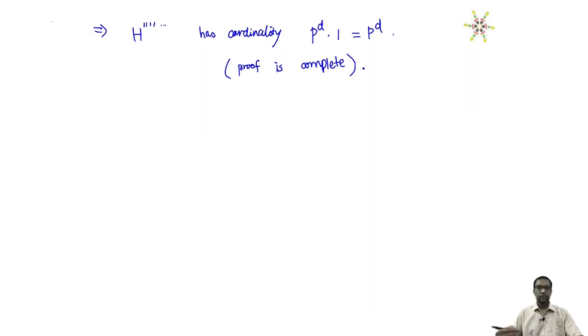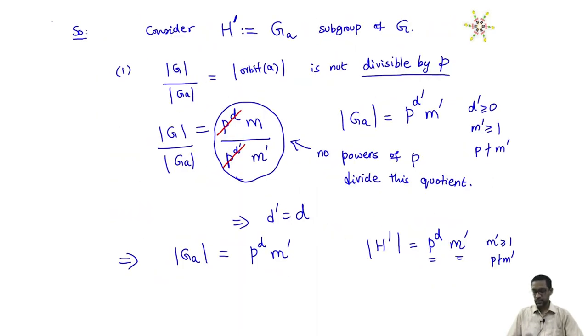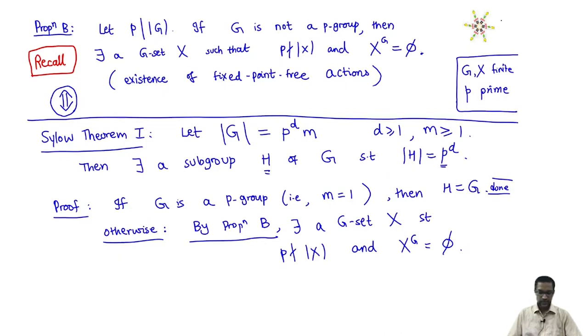If you have seen the proof of Sylow's theorem in prior courses, this looks slightly different, but the proof has been arranged in this manner primarily to focus on the fact that Sylow's theorem itself is actually just a consequence of a statement about the existence of a fixed point free action. This is really what underlies Sylow's theorem. That's what's going on in the background. I hope you will look through this proof again and try to understand the basic idea here.